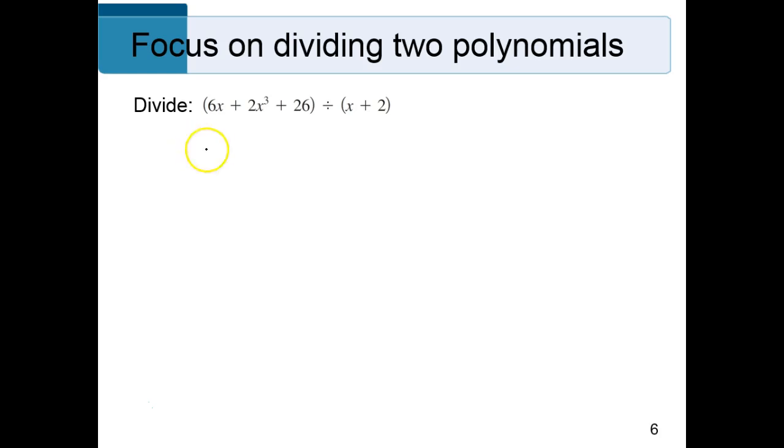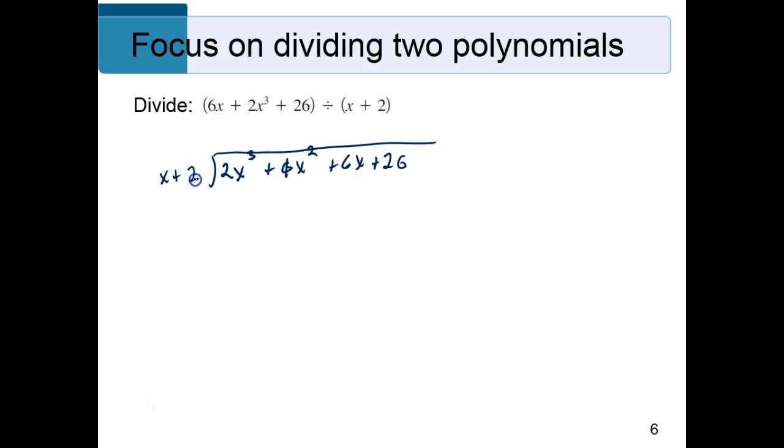So, your dividend is what? 2x cubed. What's the next thing wrong with this picture? Missing a square term. That's where you put plus 0x squared. That's just 0, right? But it's a placeholder. It keeps everything in line. Next, plus 6x plus 26. That's your dividend. That goes in the house. What goes out of the house?